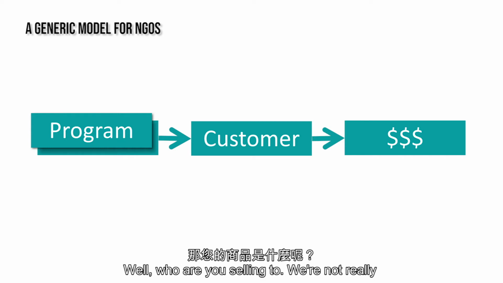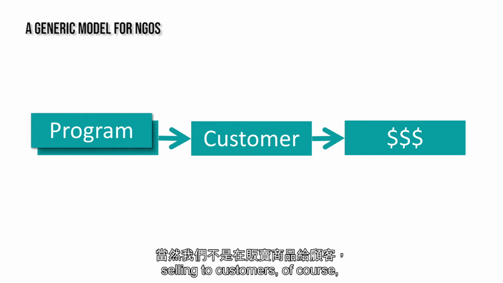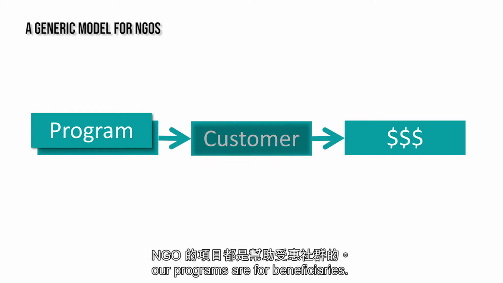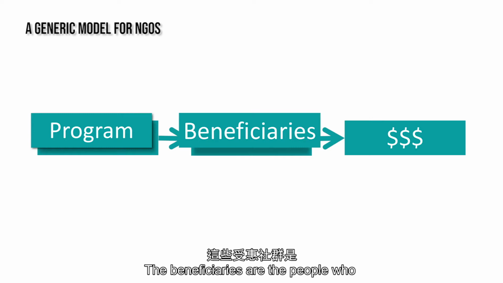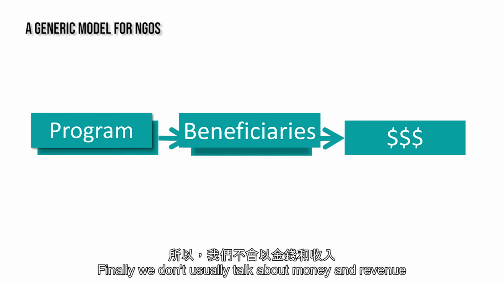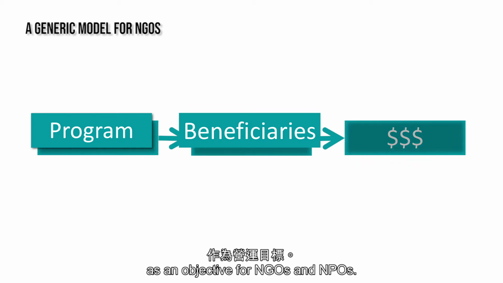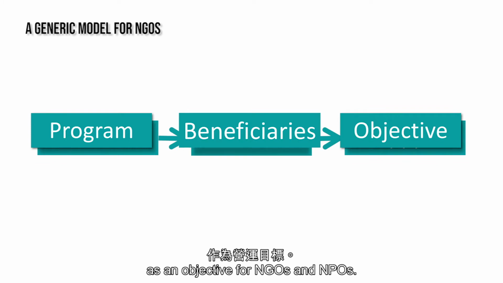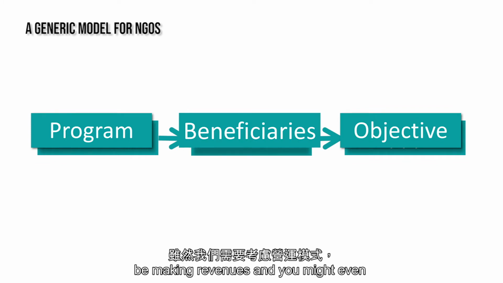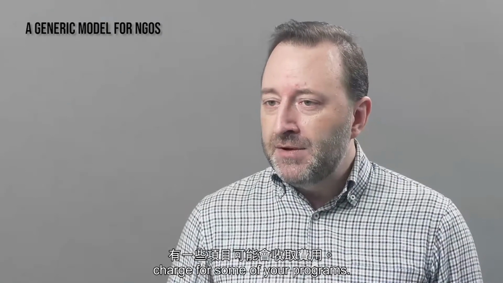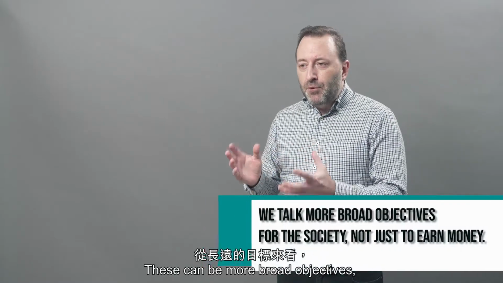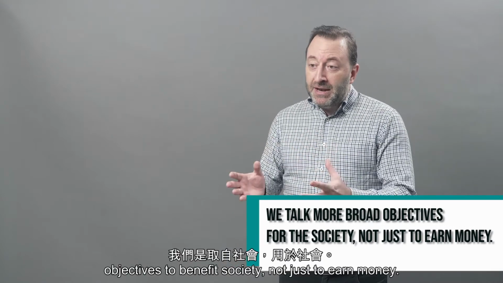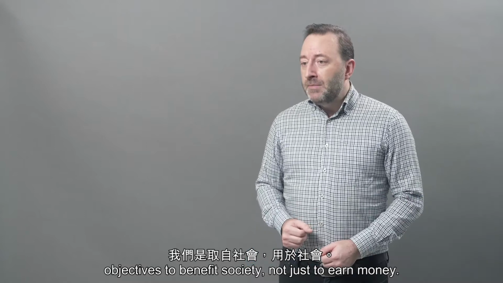Well, who are you selling to? Well, we're not really selling to customers, of course. Our programs are for beneficiaries. The beneficiaries are the people who your NGO was founded to serve. These are the people who are going to benefit from your programs. Finally, we don't usually talk about money and revenue as an objective for NGOs and NPOs, although a lot of times you do have to be making revenues and you might even charge for some of your programs. These can be more broad objectives, objectives to benefit society, not just to earn money.